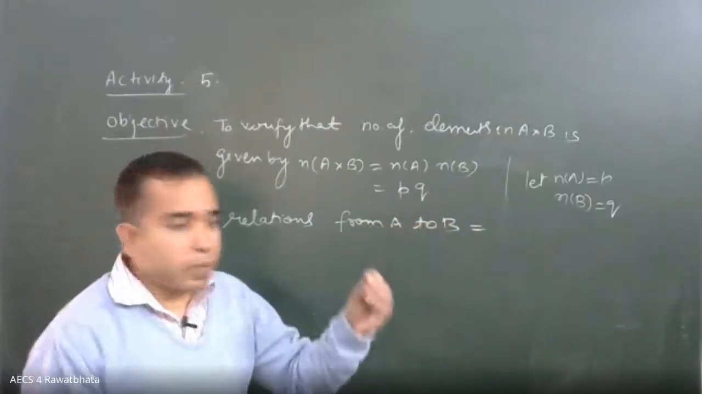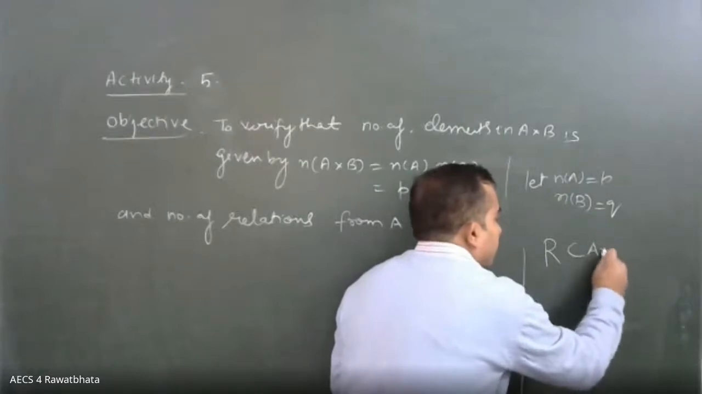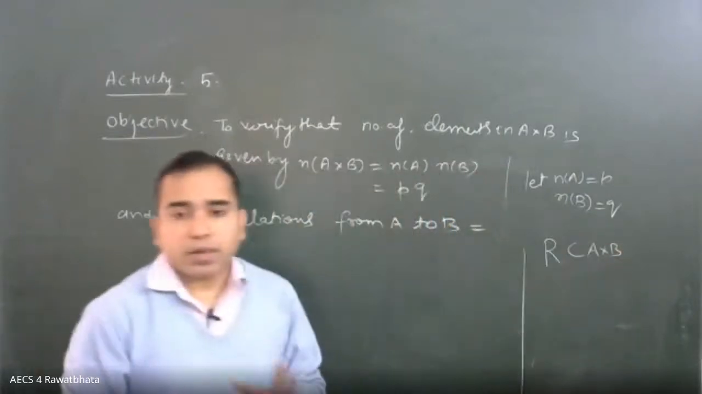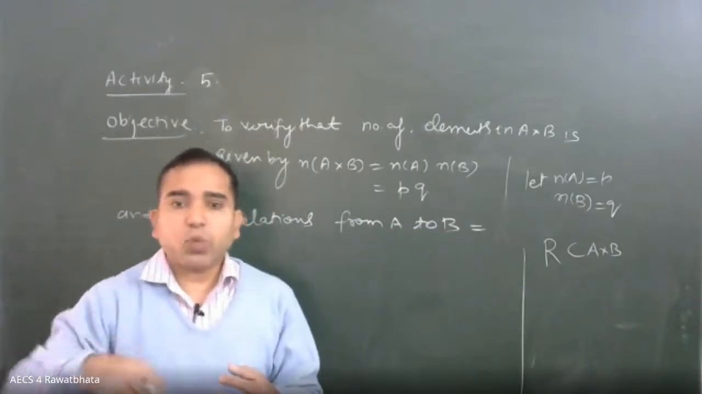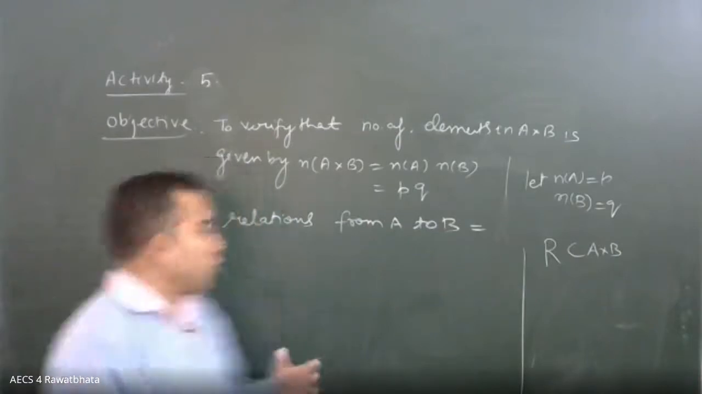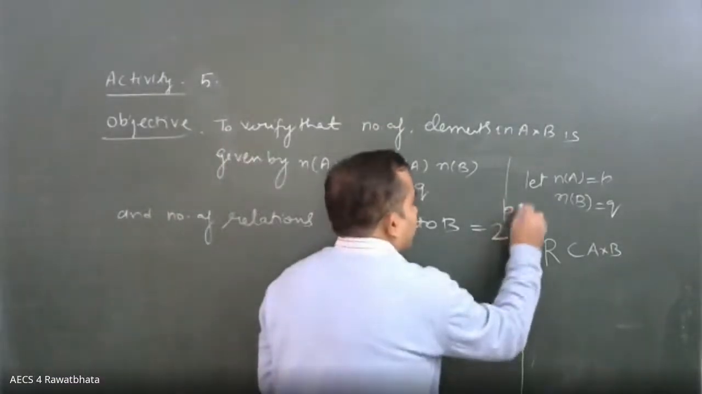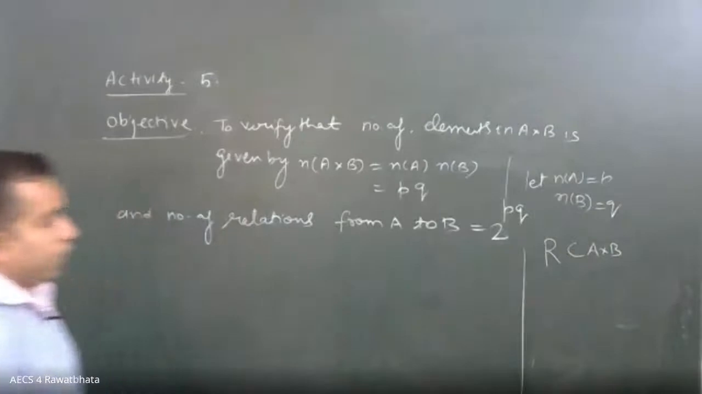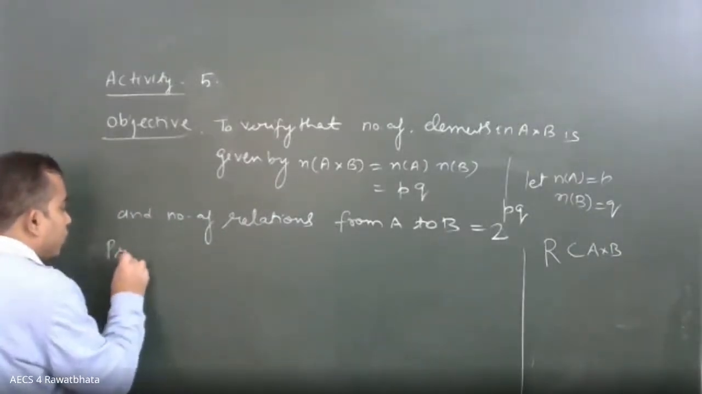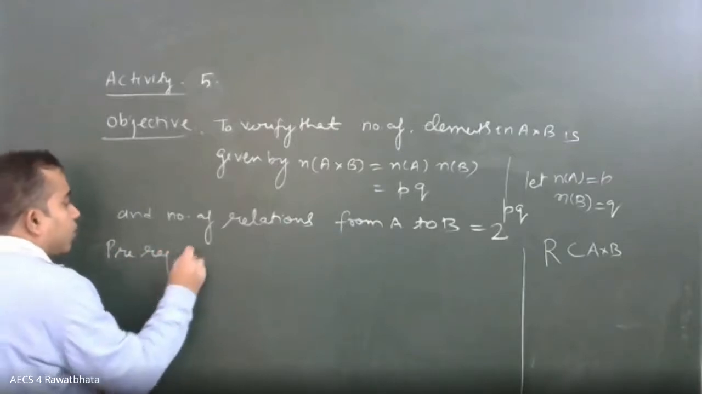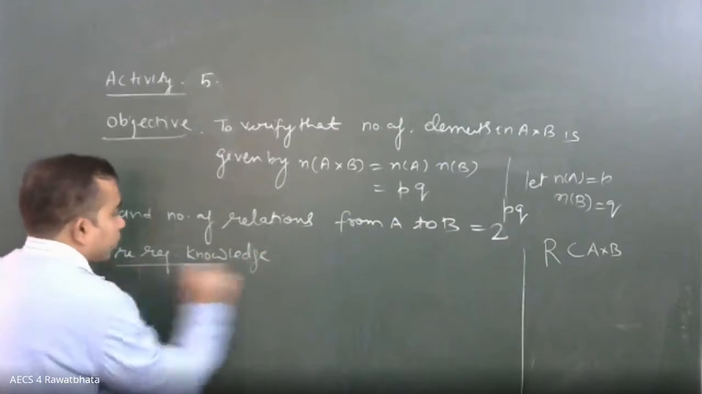And you should remember the definition of relation. A relation is a subset of A cross B. Do you remember? Relation is a subset of A cross B. तो A cross B के जितने subsets होंगे उतने relations होंगे A से B में. So the number of relations from A to B is equal to 2 raised to power PQ. This we have to verify. So in the same manner, you write the prerequisite knowledge: knowledge of sets, relations, etc.